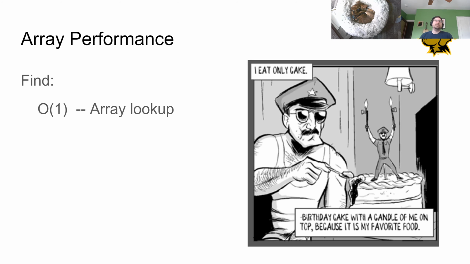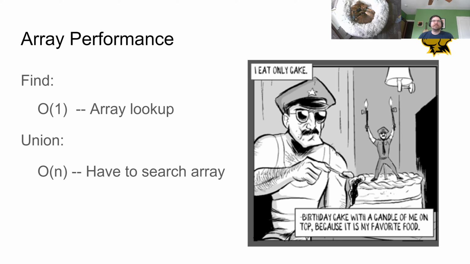All right, find. It's an array lookup. Big deal. Union. We have to search the whole array. Not our favorite thing. And then make set is constant. We just write a new element to the end of the array.